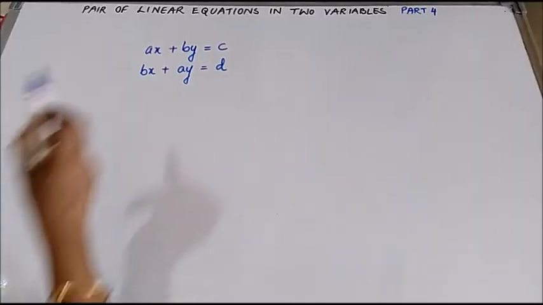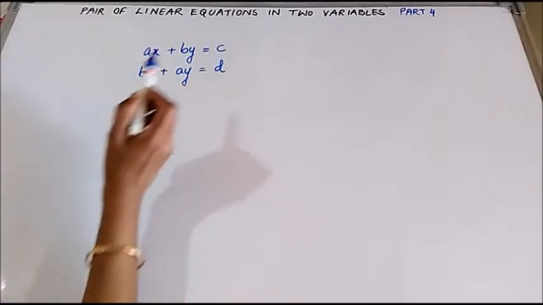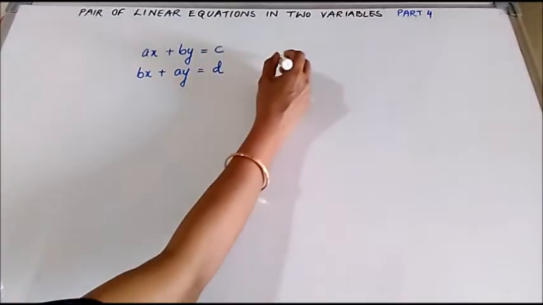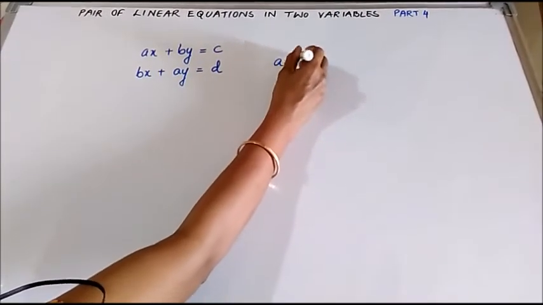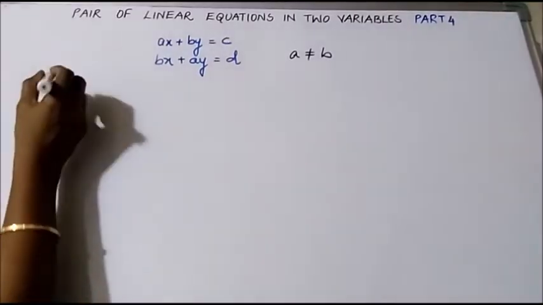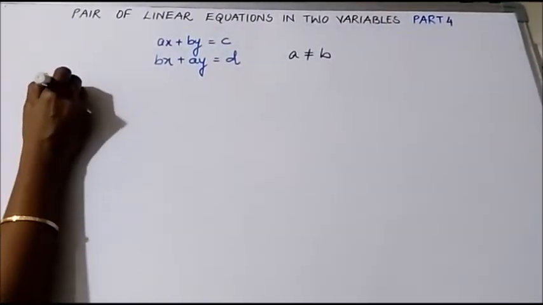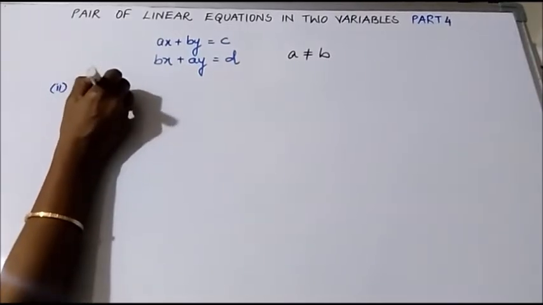When the equation is of the form ax plus by is equal to c and bx plus ay equal to d, we have to see that a is not equal to b. Okay, now let's do the second question. It is solved.